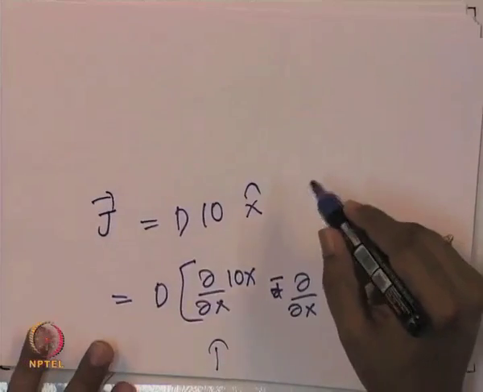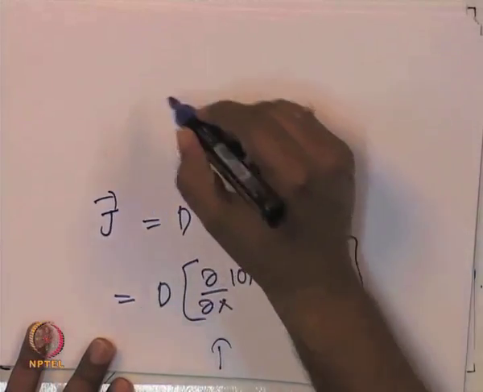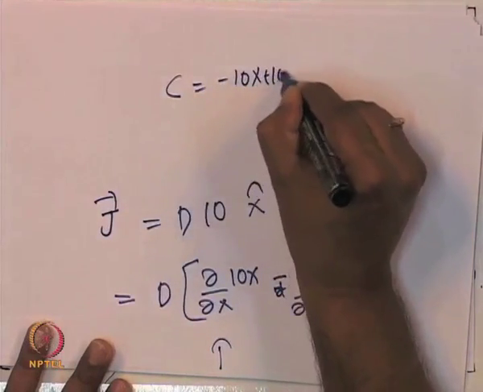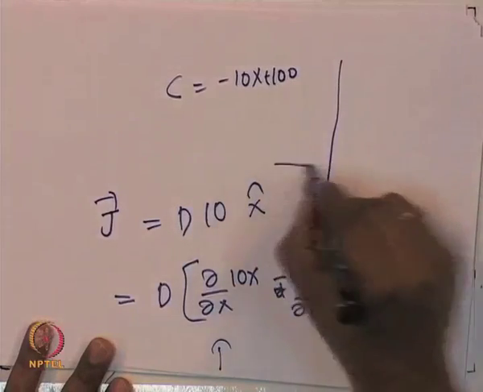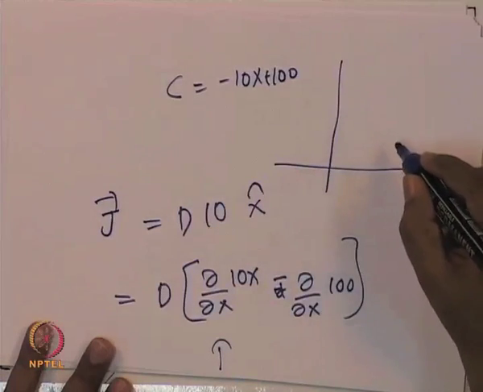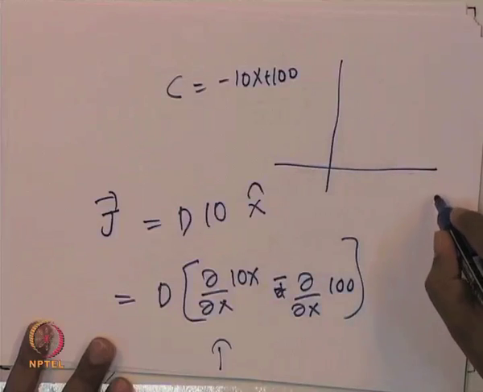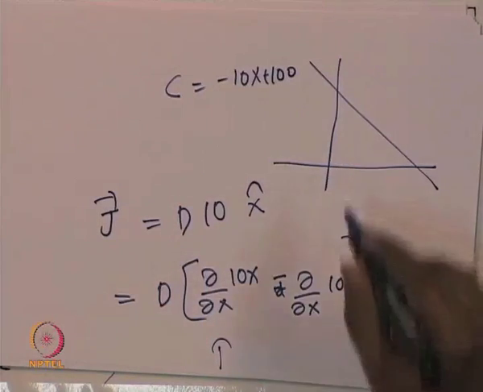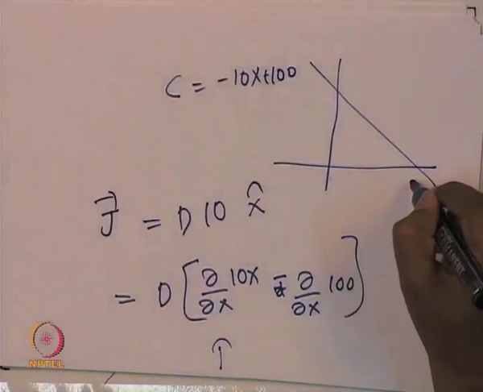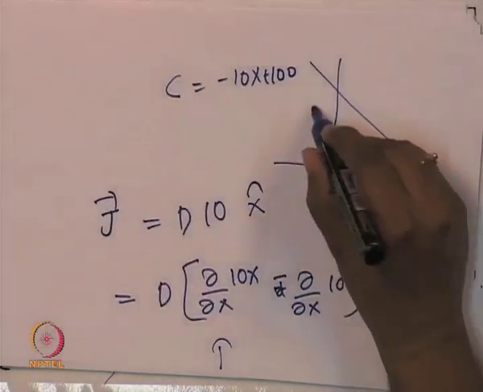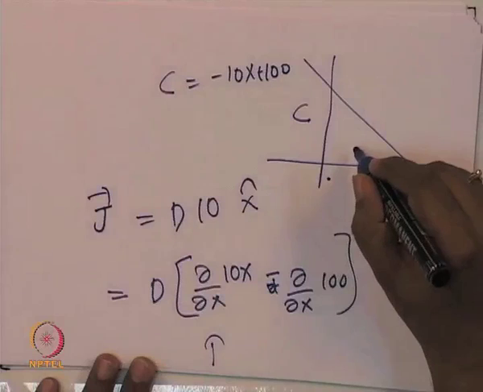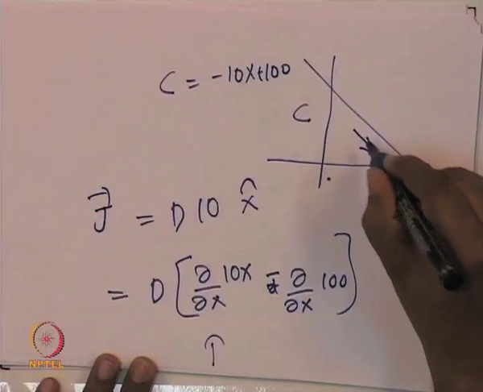This we can think of by plotting this function. We are asked to use the function which is minus 10 x plus 100. If you plot this, the function will look something like this. The slope is negative. That means the concentration here is less compared to the concentration here. So, if the concentration is down here, it should just flow in this way.